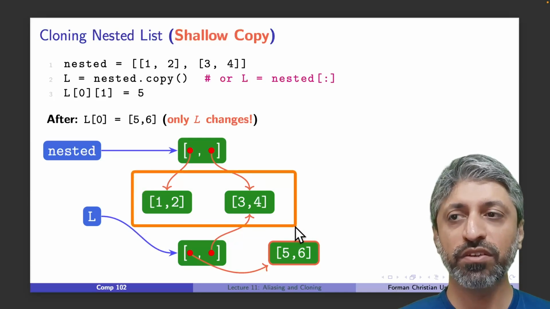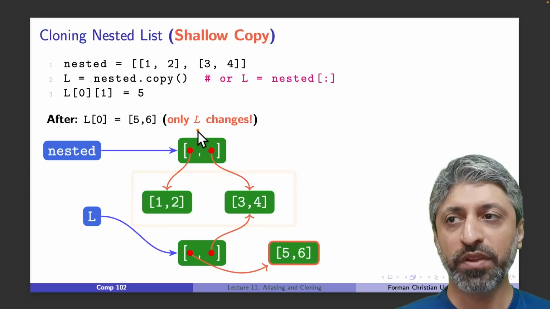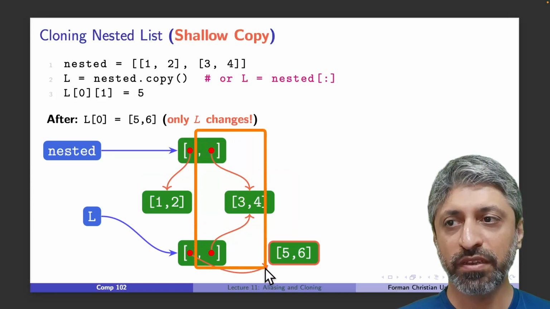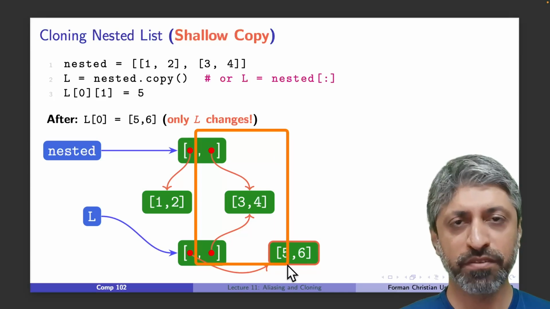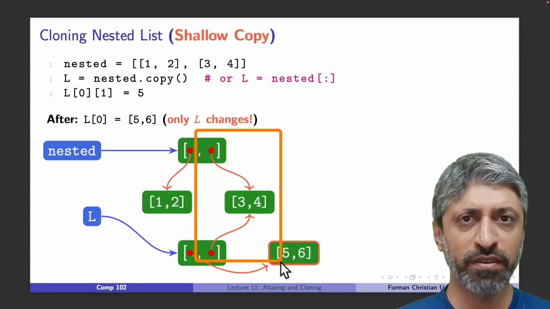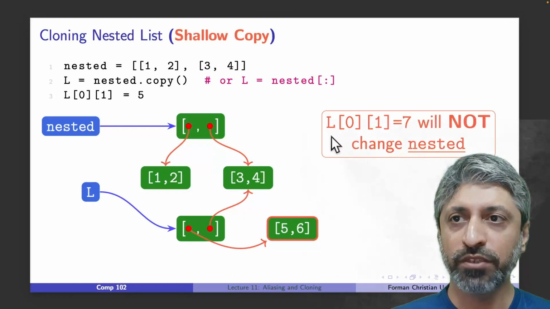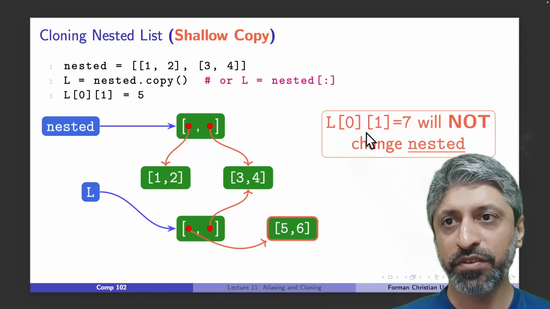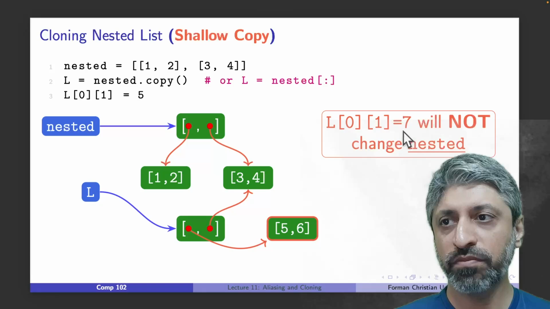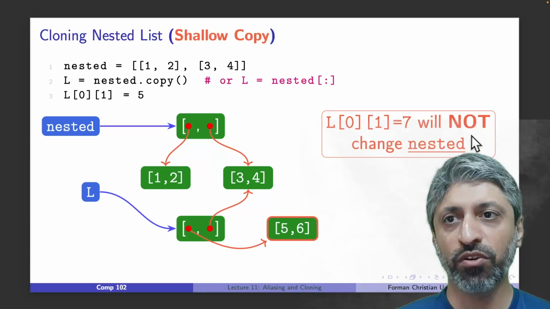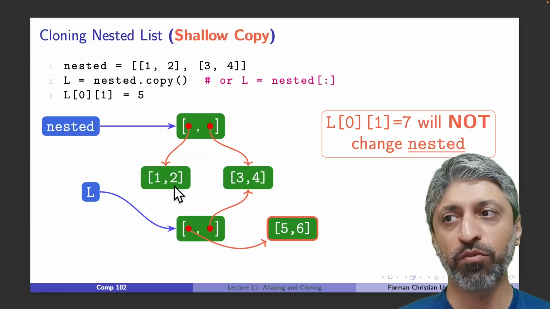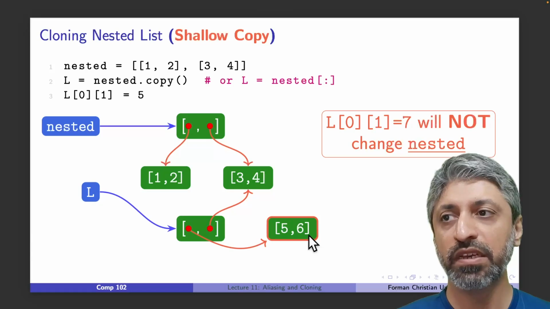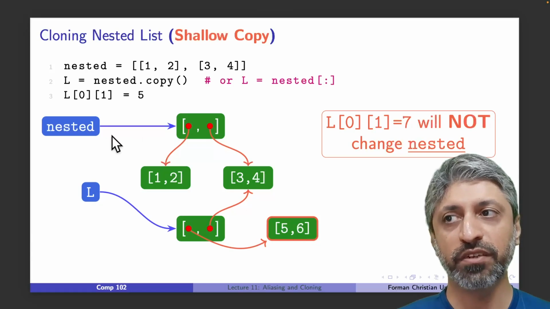So when we don't make a copy of nested objects, something similar to this can occur, and the bug is that when you change one thing, the other also changes. So again, if you change L0[1] to 7, this is not going to change the nested variable. This is still going to remain 1 2. So here it's going to be 5 7, not 5 6, and that's completely independent of nested.